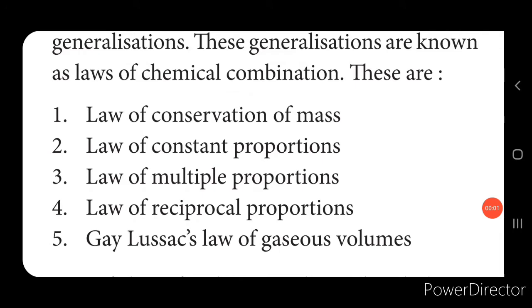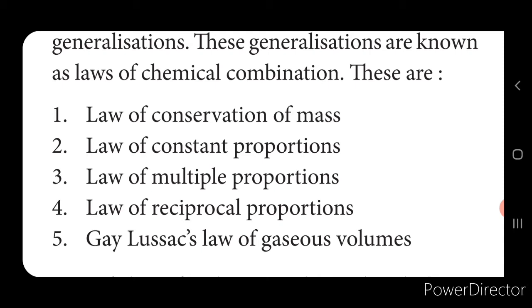Next we'll move to laws of chemical combination. Now during the chemical change, the substance is converted from one form to the other, isn't it? So converting one substance to the other is called as the chemical change, isn't it? So during the studies of chemical change, there were certain generalizations that were made, and these generalizations were called as law of chemical combinations. And the following are the laws of chemical combinations. The first one is law of conservation of mass. Second one is law of constant proportion, law of multiple proportions, law of reciprocal proportion, Gay-Lussac's law of gaseous volume.